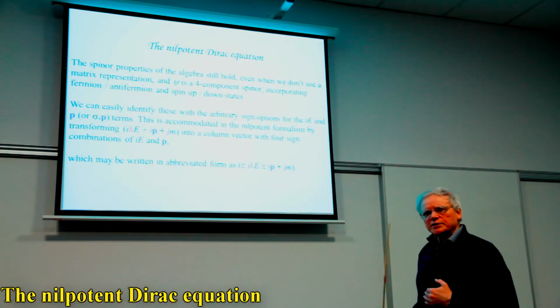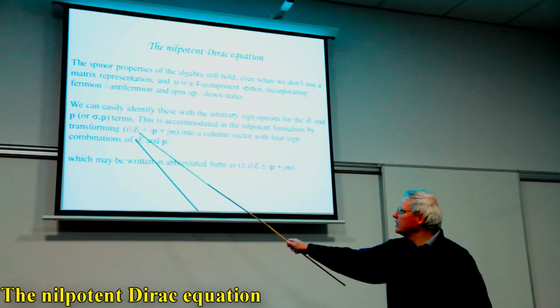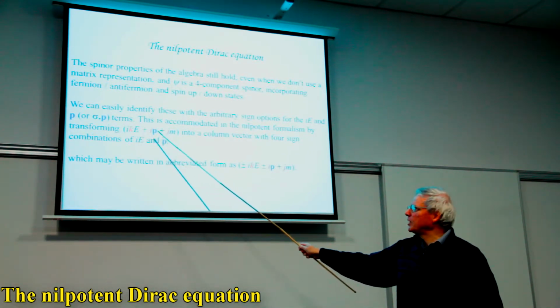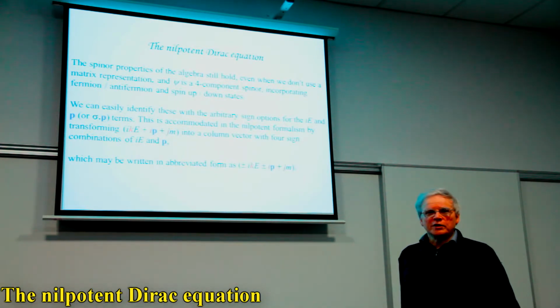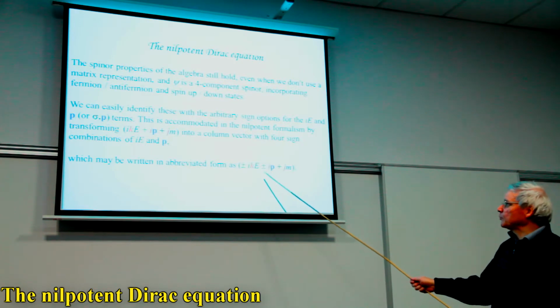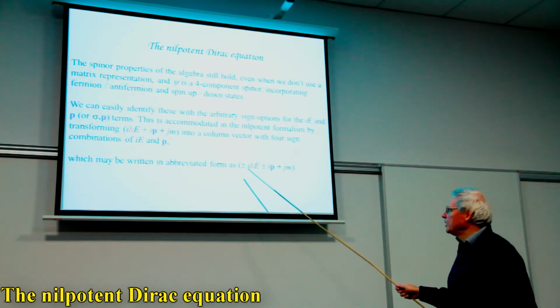Now it's easy for us to identify these. We know that plus and minus IKE are the particle and antiparticle, and we know that plus and minus IP are the spin up and spin down. And so I can write it in that way. There are four terms abbreviated in that way.